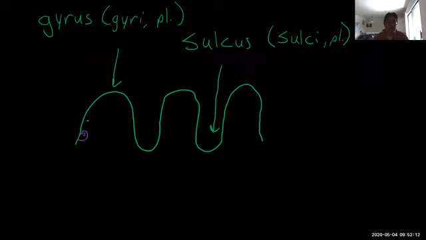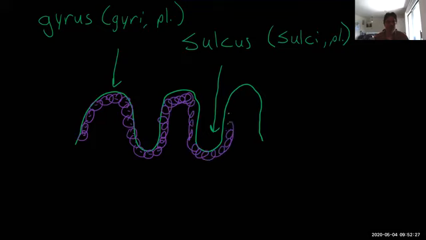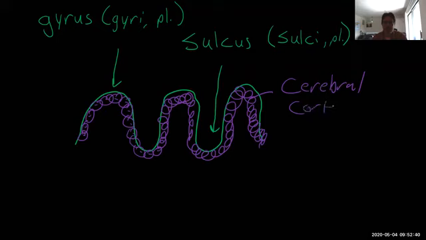Out here along the edge, we have the cerebral cortex. That's the outer area of gray matter where we see the cell bodies, the neurons. And you notice by folding it up, we're able to pack a lot more cells into a lot smaller space. So that's the cerebral cortex. And that's where we actually find about 75% of all neurons in the entire nervous system are in this thin outer layer.